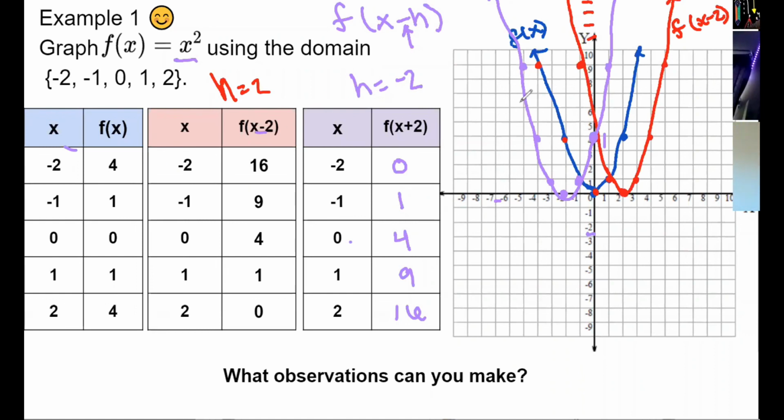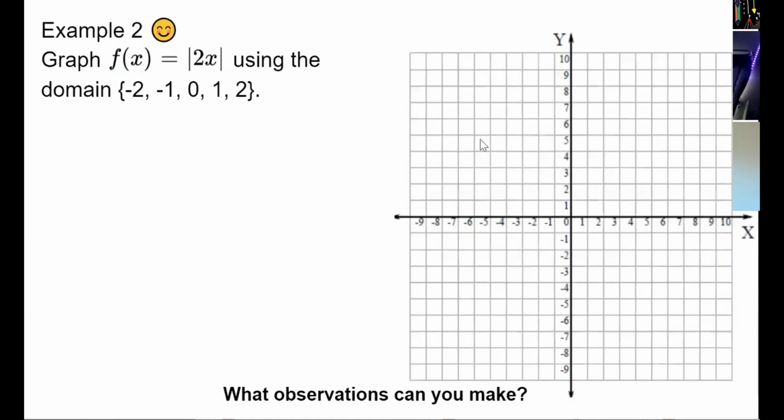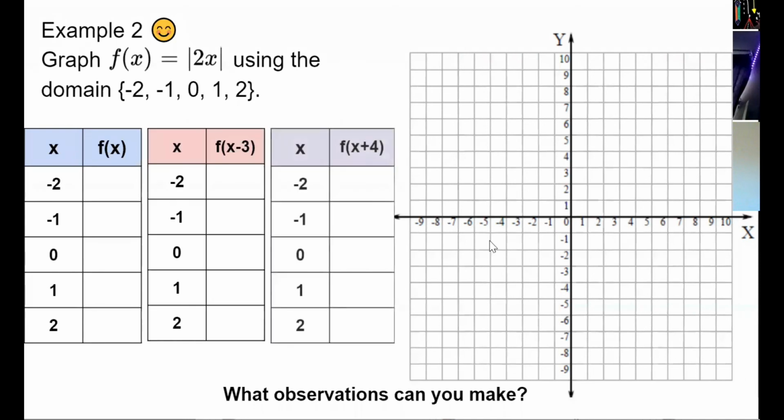Let me go ahead and save an image so I can come back to this. Let me clear all this. And I have a next one for you. This one's going to be your exit ticket. So you can complete it on the Nearpod lesson. I have f of x, and this time I have the absolute value. Remember, anything that goes into your absolute value comes out to a positive value of 2x. And we use a domain of -2, -1, 0, 1, and 2.